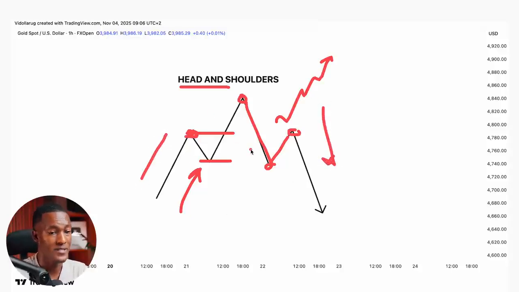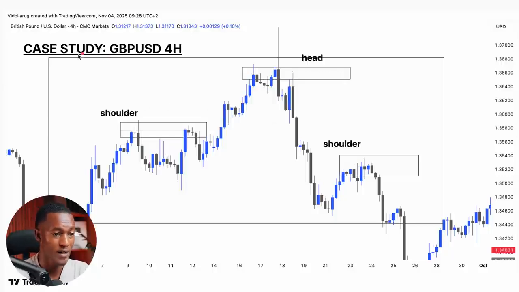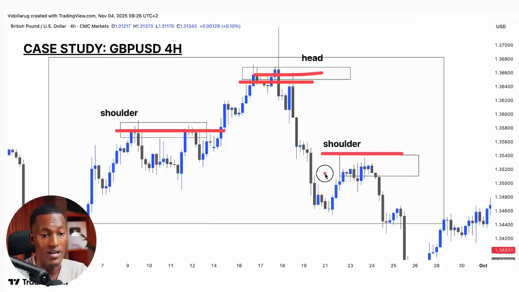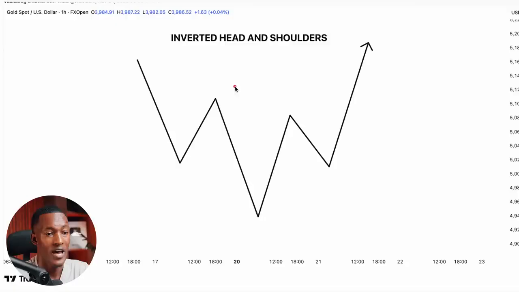Again, this is pretty much a confirmation of an uptrend now turning to a downtrend. And this also happens quite often. We do have a good example here. This is on GBP/USD, and as you can clearly tell, this is on the H4. So we have this as our shoulder, we have this as our head, and then we have this as our shoulder. And guess what? The price finally rallies down. Now let's move on to our next pattern, and this is the inverted head and shoulders.